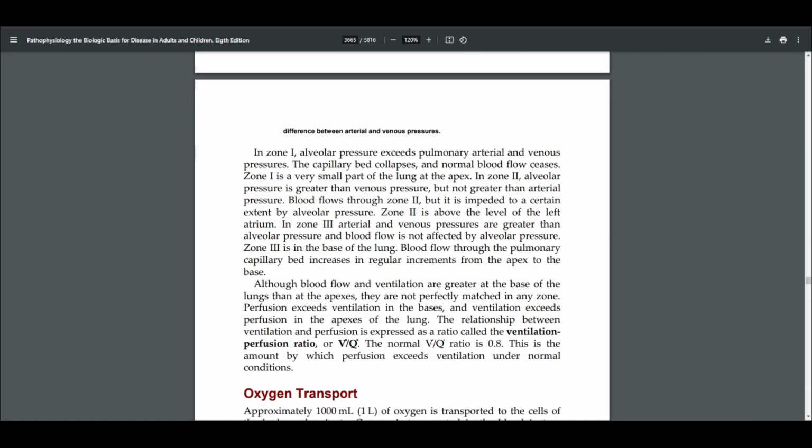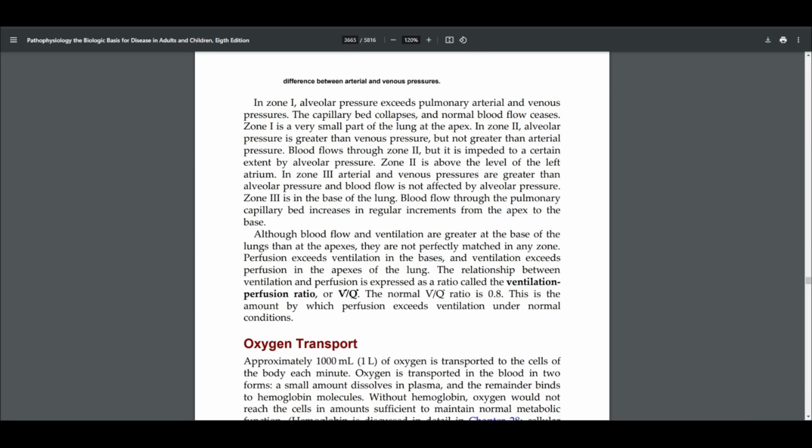So, in zone 1, alveolar pressure exceeds pulmonary arterial and venous pressure. The capillary bed collapses, and normal blood flow ceases. Zone 1 is a very small part of the lung at the apex. In zone 2, alveolar pressure is greater than the venous pressure, but not greater than the arterial pressure. So blood flows through zone 2, but is impeded to a certain extent by the alveolar pressure. Zone 2 is above the level of the left atrium. In zone 3, arterial and venous pressure are greater than the alveolar pressure, and blood flow is not affected by alveolar pressure. Zone 3 is at the base of the lungs.